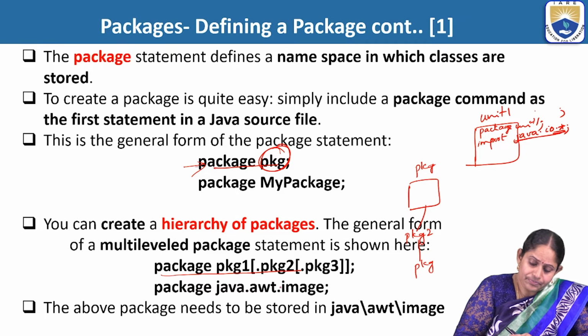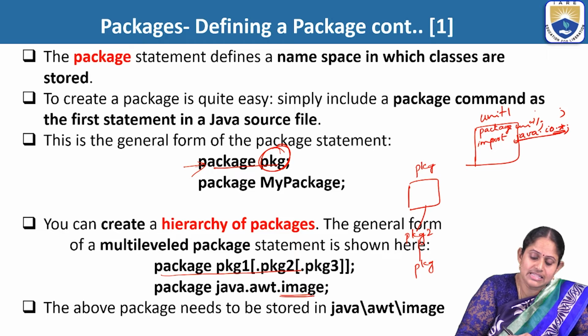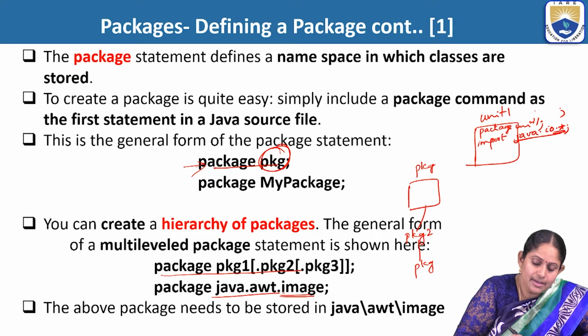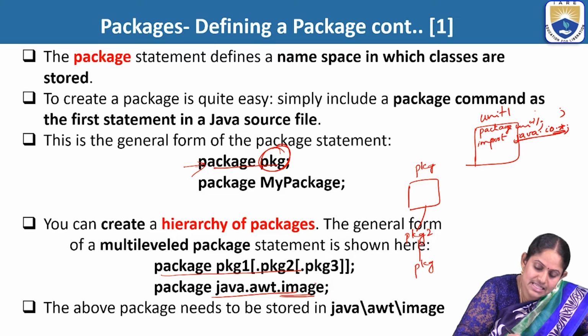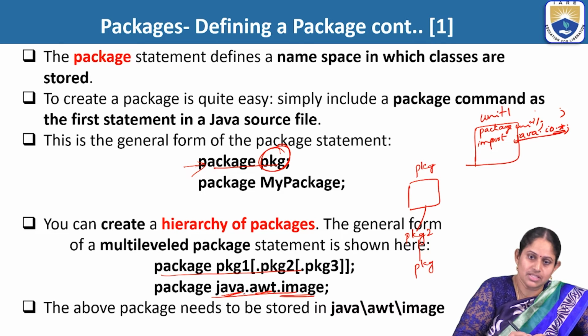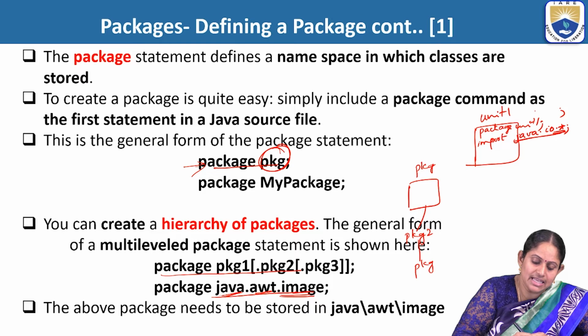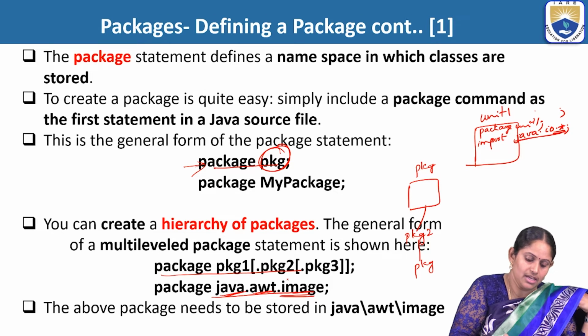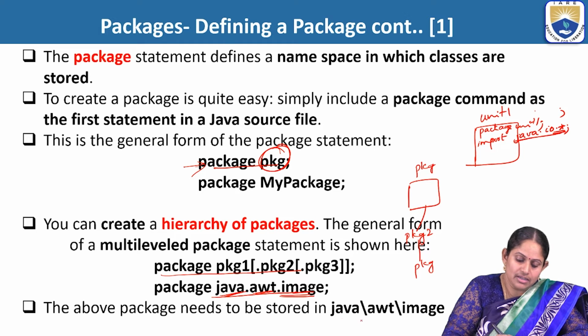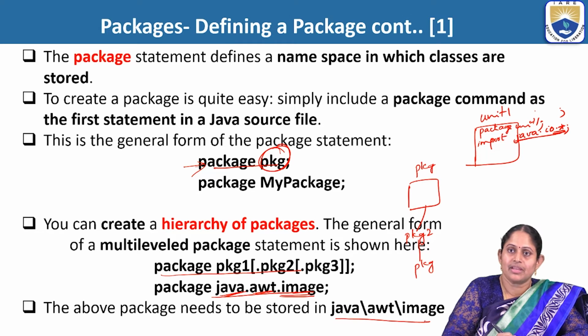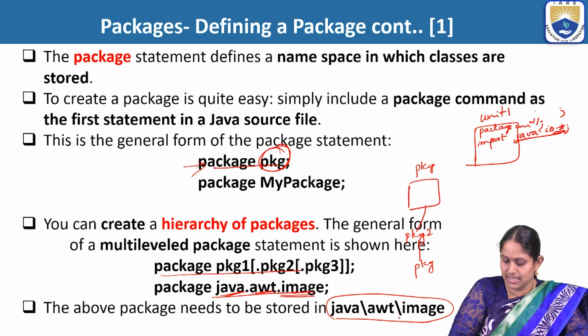If we are inside the AWT package, then we indicate the hierarchy here as java.awt.image. That shows that this image class is stored inside the AWT package of Java. So this indicates that the image class is present inside the AWT package of Java, and that package will be stored inside this path.